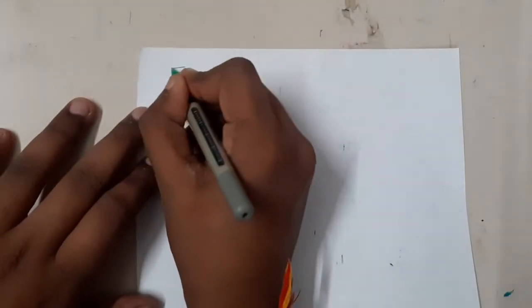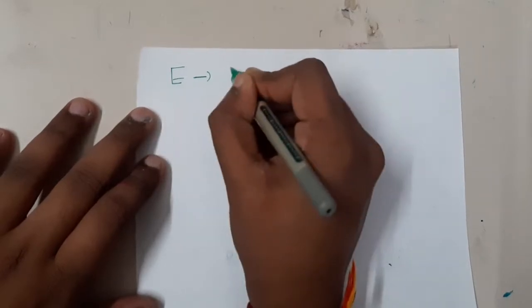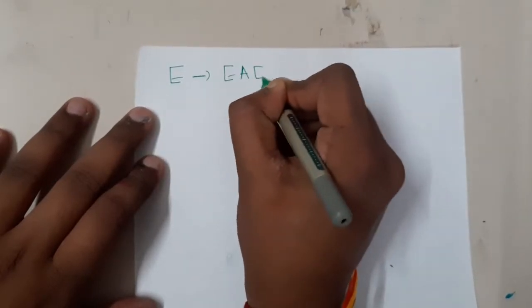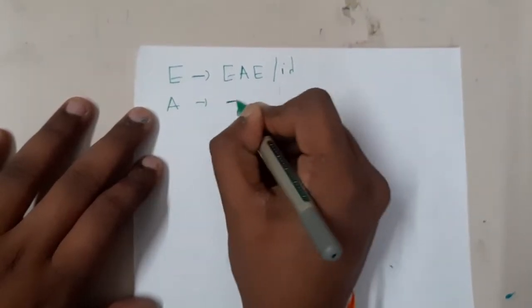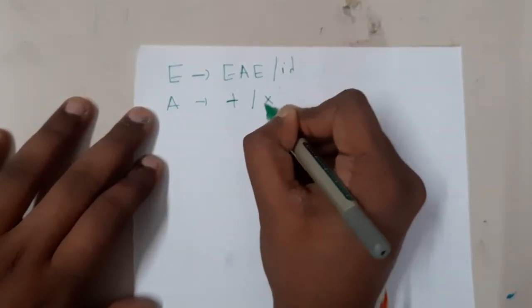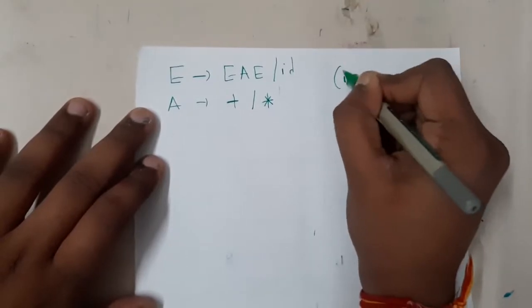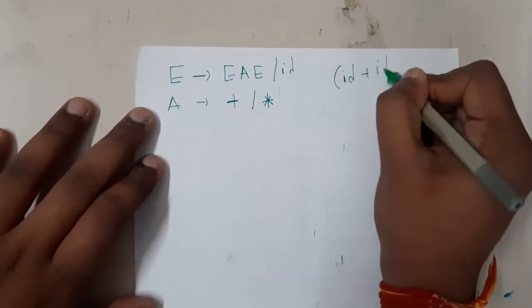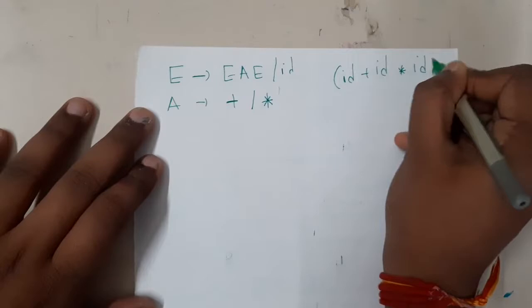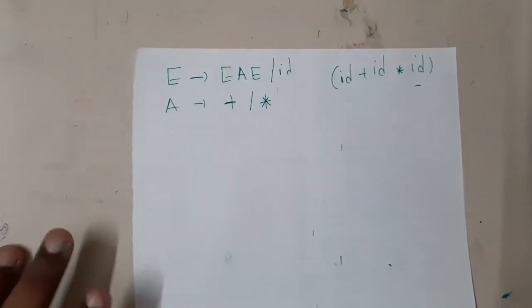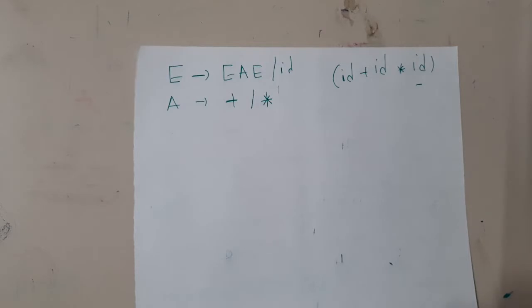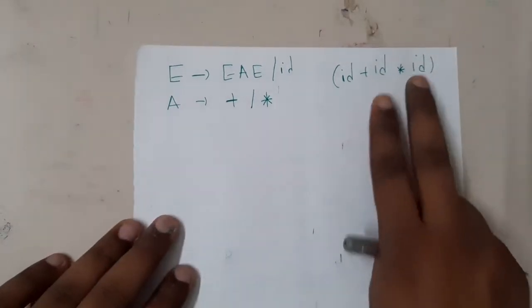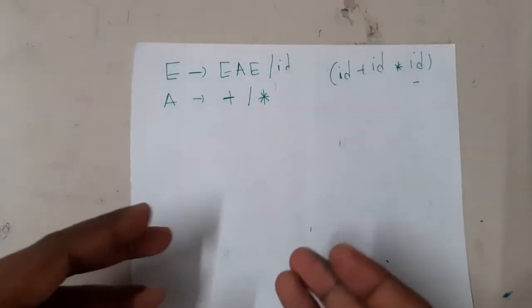Let me explain with an example. E implies E A E / id, where A implies plus or star operation. They are asking, can we generate id plus id into id? If we want to calculate this, what is the operator precedence order? If you recall, we use BODMAS in mathematics, so do multiplication first. What do we do with respect to this?